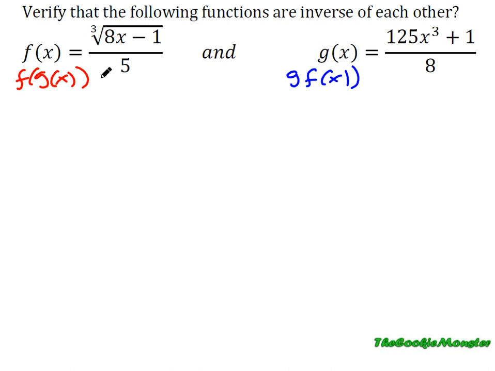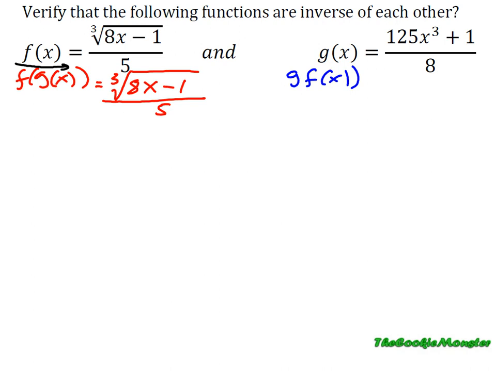So when you do f of g of x, we have to start from left to right. So the left function in this case is f of x. Let's copy f of x exactly as it is. So f of x is the cube root of (8x minus 1) all divided by 5. Now you're going to replace the x with g of x.